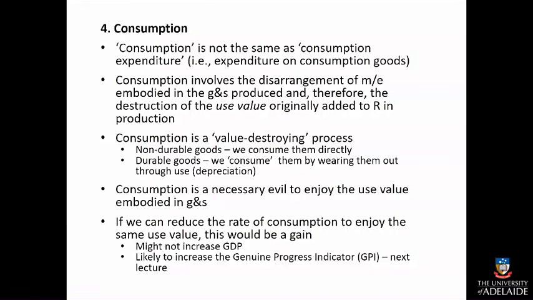Of course, there are two types of goods. There are non-durable goods. How do we consume them? We consume them directly. I've got an apple, I eat it. But I don't eat televisions. Okay, but we, in a sense, consume televisions every time we turn them on and off. We wear them out. So durable goods, we consume them in the form of wearing them out or depreciation. Non-durable goods, we tend to directly consume them, food, drink, and petrol. Well, we don't drink petrol, but we burn petrol in order to run our cars.